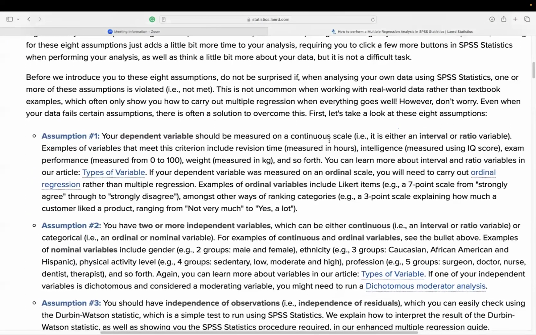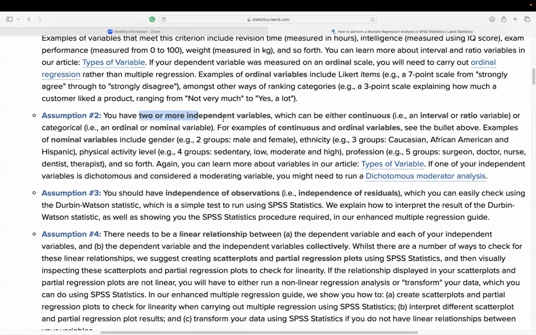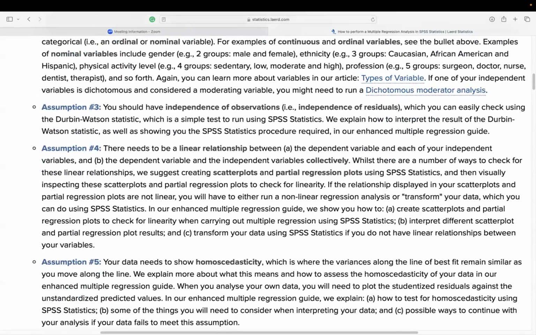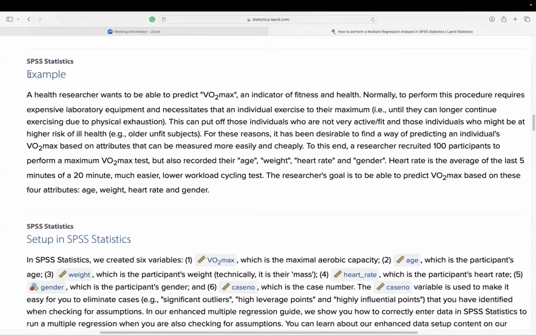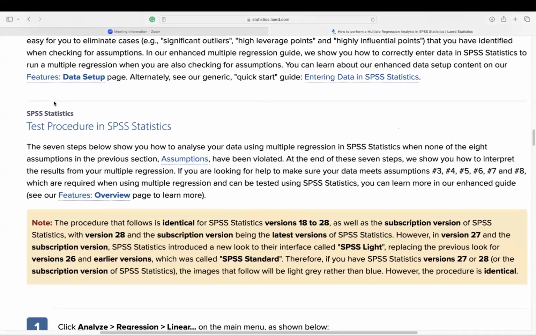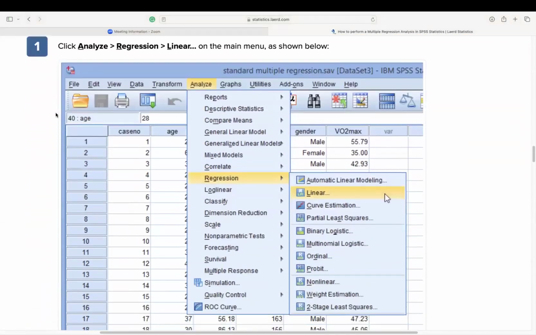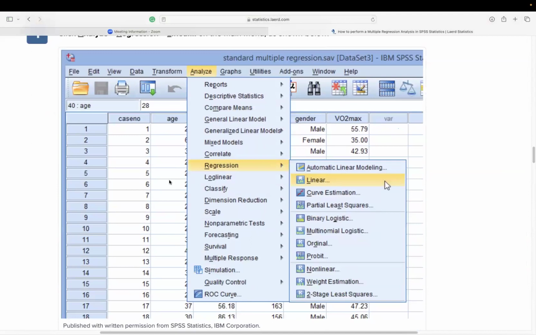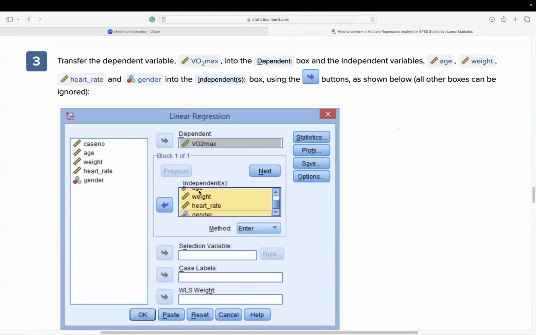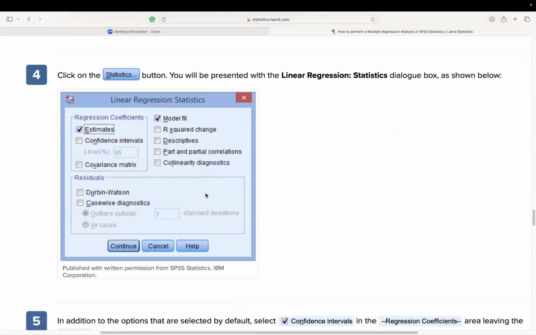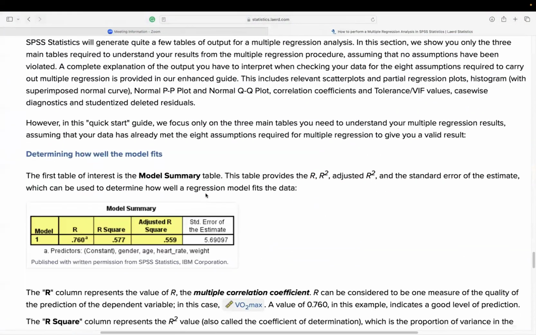Remember, we talked about the assumptions, interval or ratio. You need two or more independent variables. We talked about these other assumptions, okay? And then it even goes as far as an example, how the data is set up in SPSS, and how to go through Analyze, Regression, Linear, and the steps that you go through to conduct it. Here in this case, there are 1, 2, 3, 4 predictor variables, you see? So this is a model of 4 predictors.